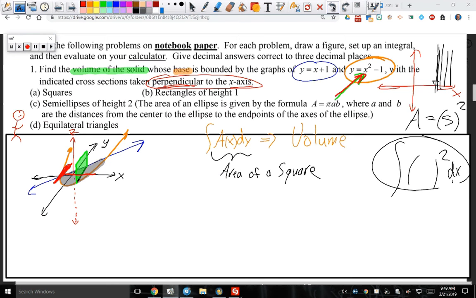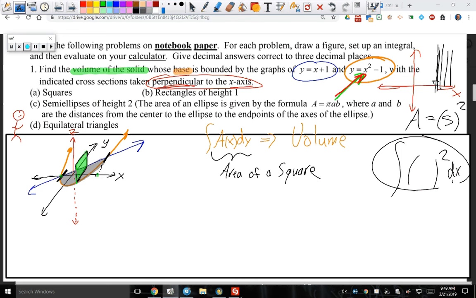Okay, so let's go back to my picture. Again, it's coming out of the page, and it would look something like that. That's one of these squares. You with me? So how do I integrate all the squares? I'm going to take the integral from the lowest x value to the highest x value, from here to here.